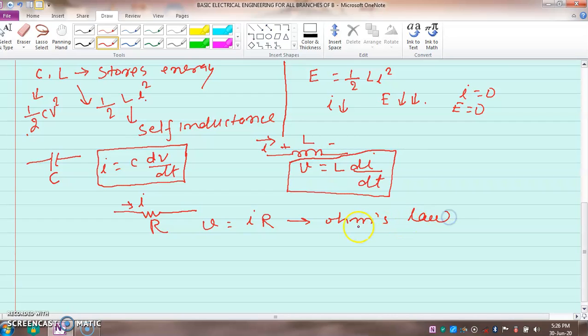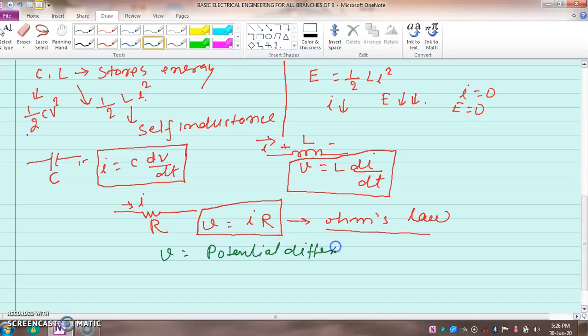Whatever we will study in subsequent lectures, I will solve most of the problems by application of Ohm's law. Either we use Kirchhoff current law or Kirchhoff voltage law, we have to apply V equals I R. This V equals I R has very wide application. What is this V? It is potential difference, written in short form PD.